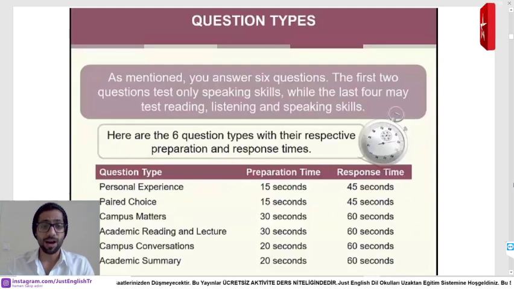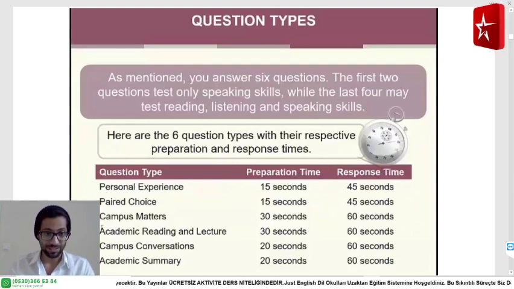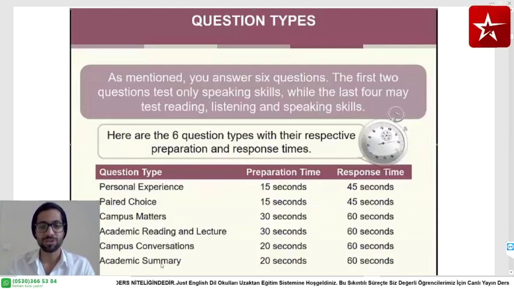However, the other four, Canvas matters, as you see number 4, Canvas matters here. I can't highlight them, sorry. Canvas matters, academic reading and lecture, Canvas conversations, and academic summary.